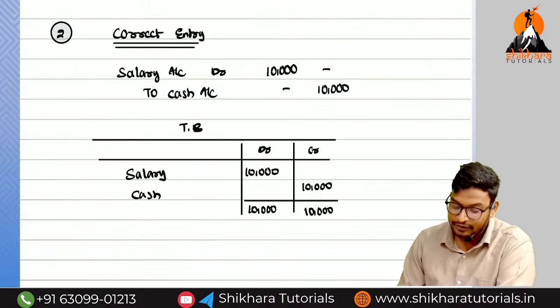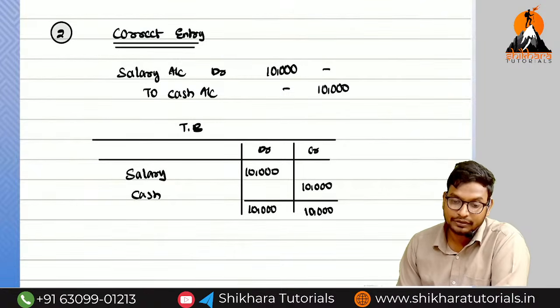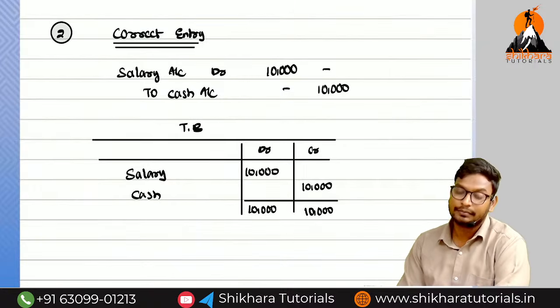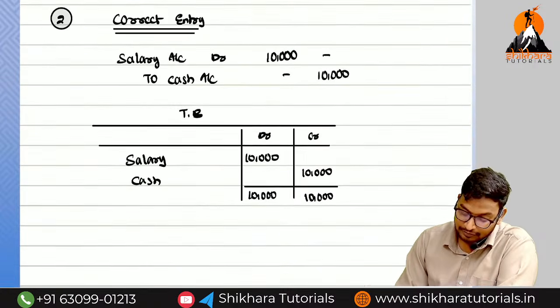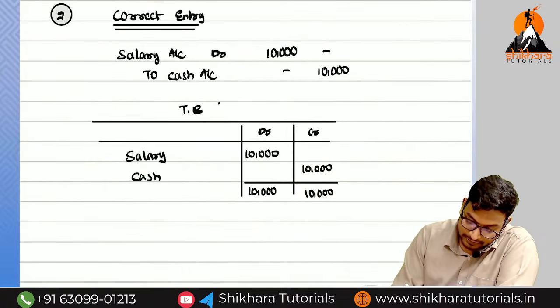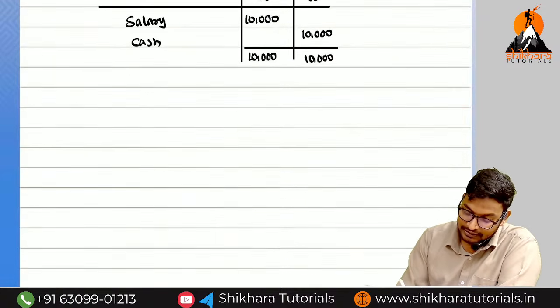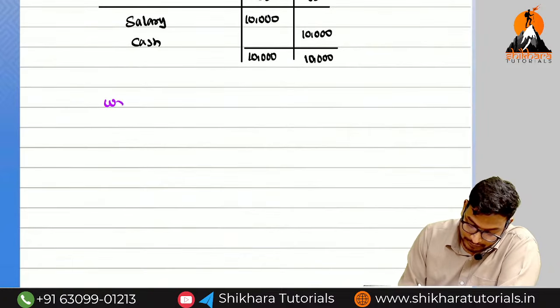But what they have recorded, instead of recording the salary account debited to cash, they have recorded manager account debited to cash account. So is this right or wrong? This is the correct one. So now we are going to see the wrong one. So the wrong journal entry.